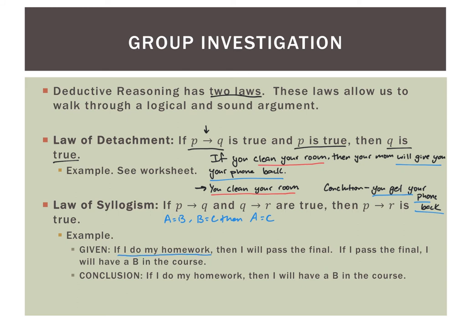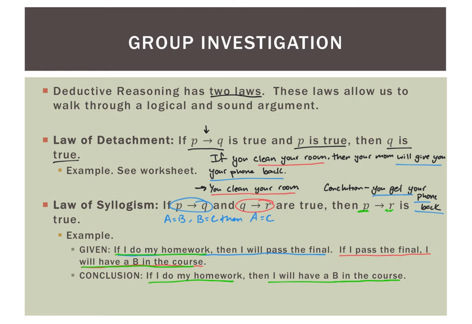If I do my homework, then I'll pass the final. That's this first one. Then the next one is, if I pass the final, I will have a B in the course, and that's this next one. Then your conclusion is the first part of the first section, so if I do my homework, and the second part of the second section, I will have a B in the course. If I do my homework, I will have a B in the course.